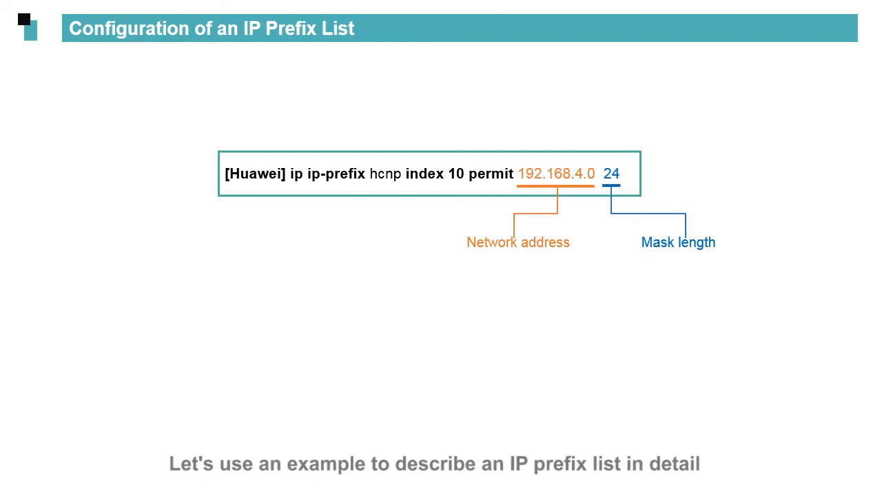Let's use an example to describe an IP prefix list in detail. To configure an IP prefix list, run the ip ip-prefix command in the system view. This example shows the configuration of an IP prefix list named HCMP. The index of the current entry in the IP prefix list is 10, and the entry works in permit mode. The IP prefix list matches the route with a network address of 192.168.4.0 and a mask length of 24.